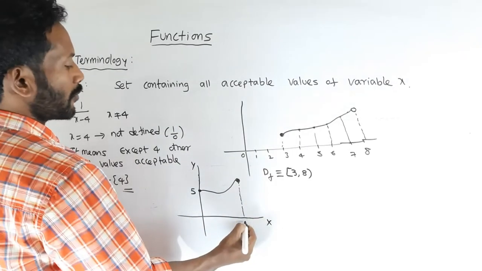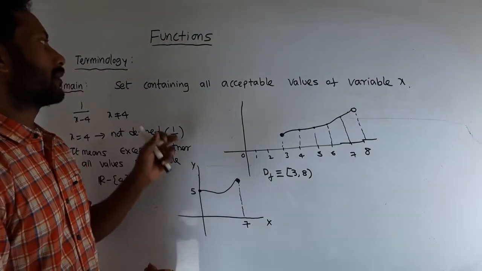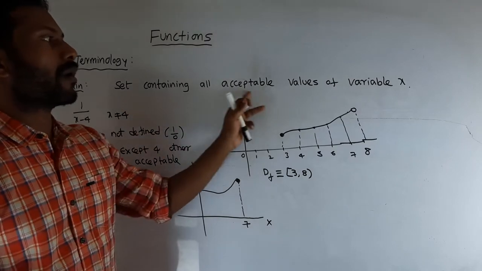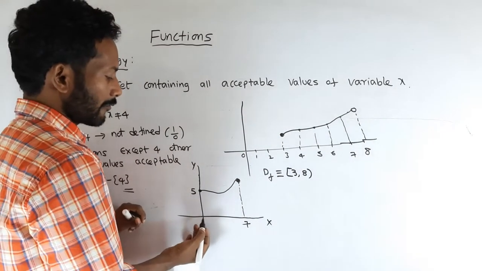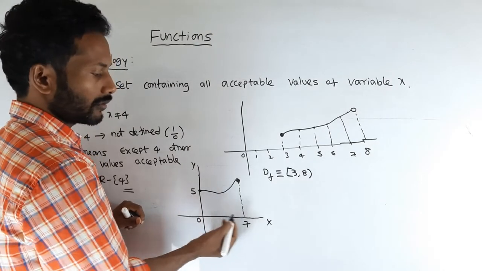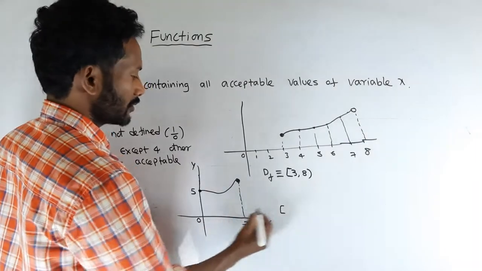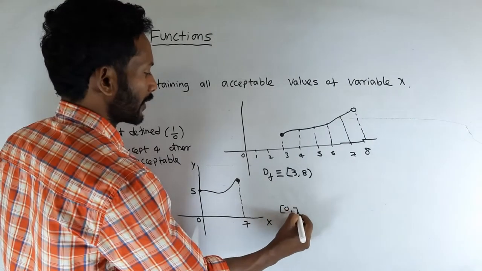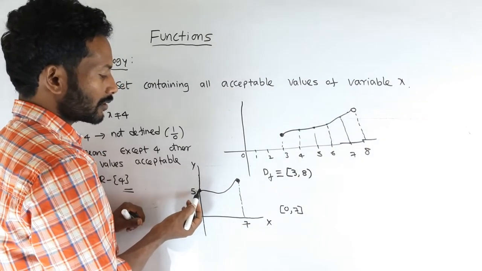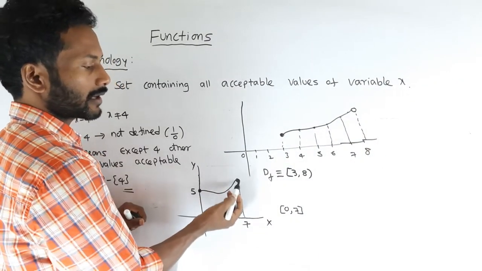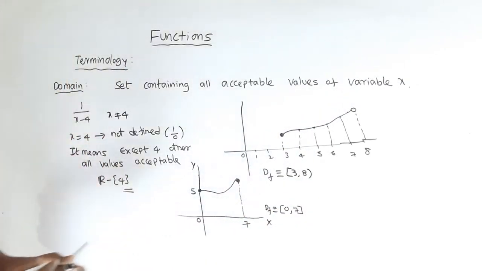Y-axis and x-axis, point is 7. Here, what is the domain of this graph? Domain is set containing all acceptable values of variable x. So, variable x, here 0 to 7. So, closed interval 0 to 7, including, here at 0 shaded circle, at 7 also shaded circle. Closed interval 0 to 7. This is the domain.